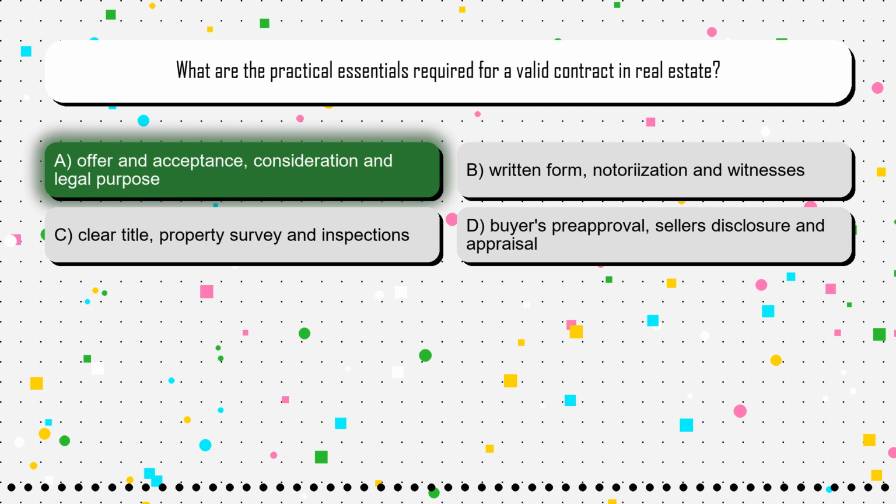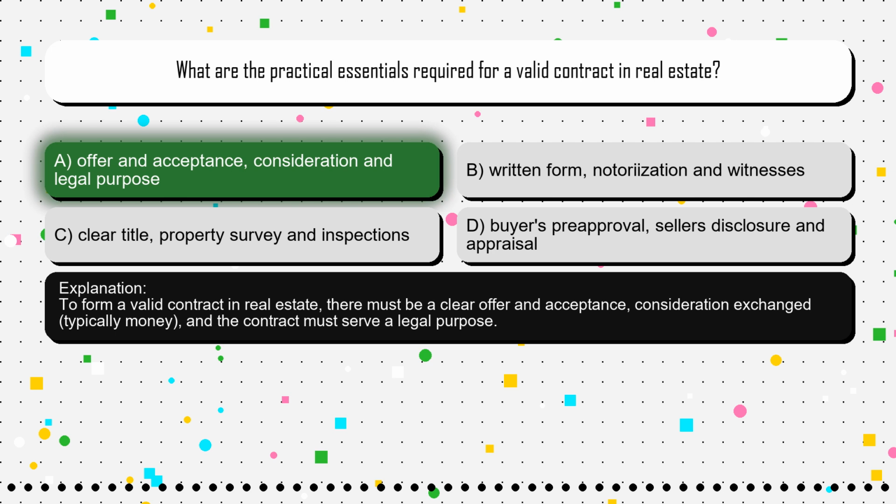The correct answer is option A, offer and acceptance, consideration and legal purpose. To form a valid contract in real estate, there must be a clear offer and acceptance, consideration exchanged, typically money, and the contract must serve a legal purpose.